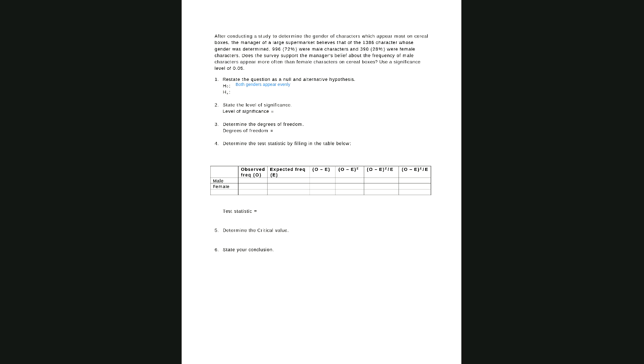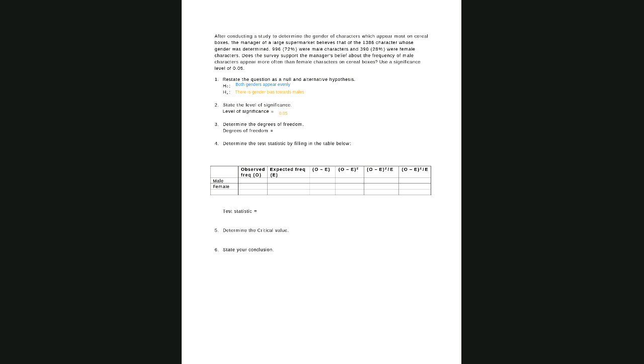Okay. So that's now roughly what our hypothesis tests are. What we'd be looking for is that the manager's belief is incorrect and the genders appear equally. And over here, the manager's belief is supported, that there is gender bias towards males, or something along those lines. We've already got the level of significance, so we can go over here and put 0.05.